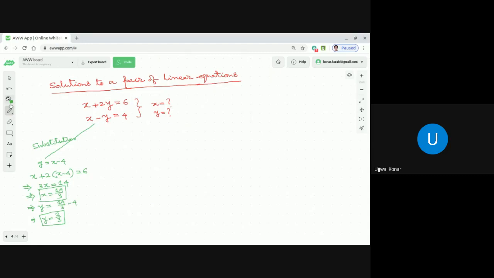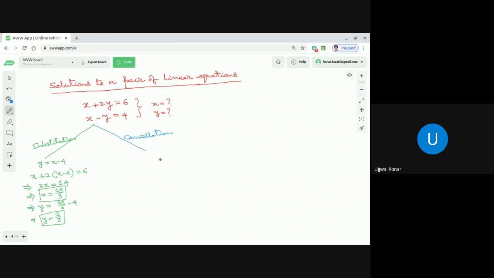The next method we can discuss is called elimination. Elimination, or we can also say cancellation. So what is the cancellation method, dear students? The cancellation method says that we work on both the equations in such a manner that one variable gets cancelled.